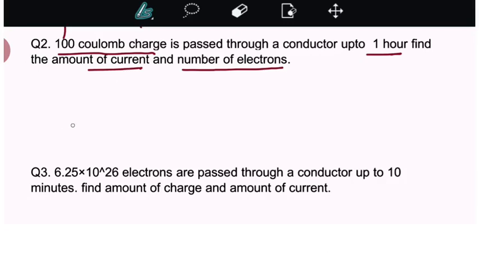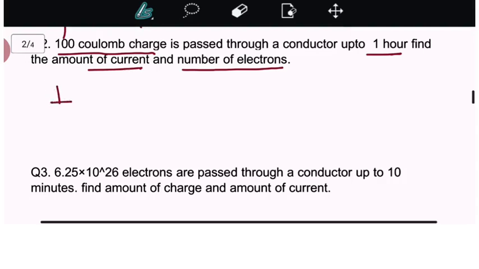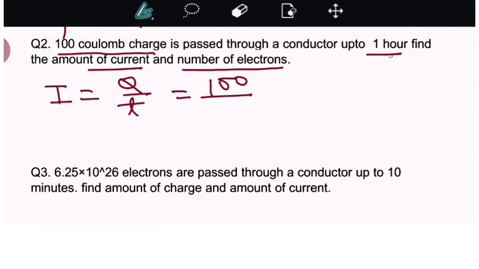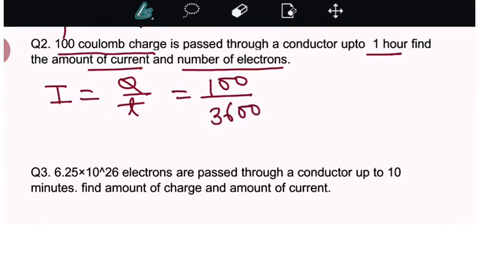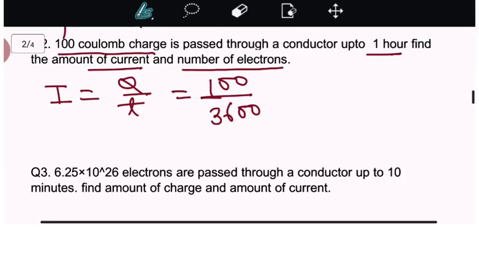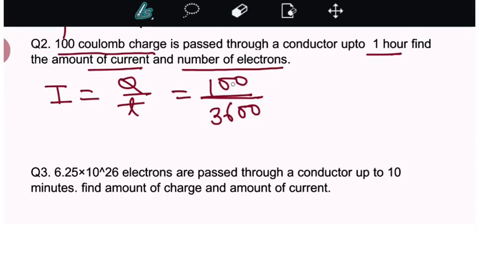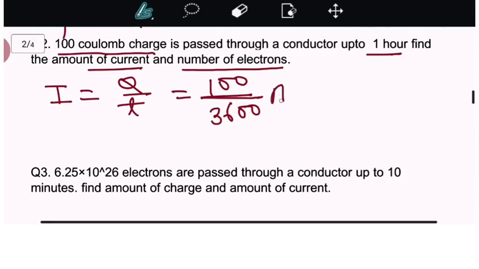At first, amount of current. It is the definition that you have read: I is equal to Q by T. What is the Q here? 100 coulomb. 100 by how much time? 1 hour. 1 hour means 3600 second, means 60 into 60 second, because SI unit of time is second. So it is equal to 100 by 3600 ampere. SI unit of it is ampere. It is equal to 1 by 36 ampere.